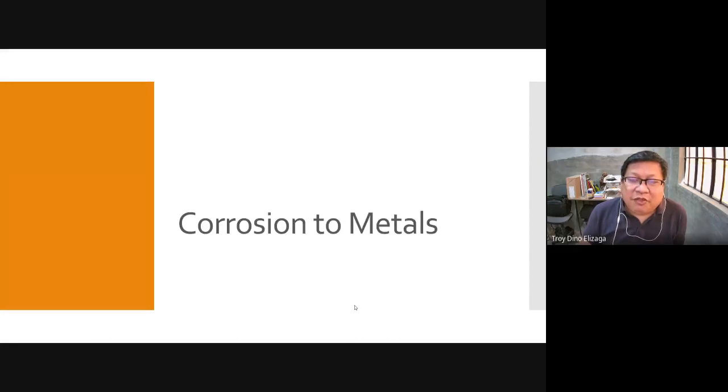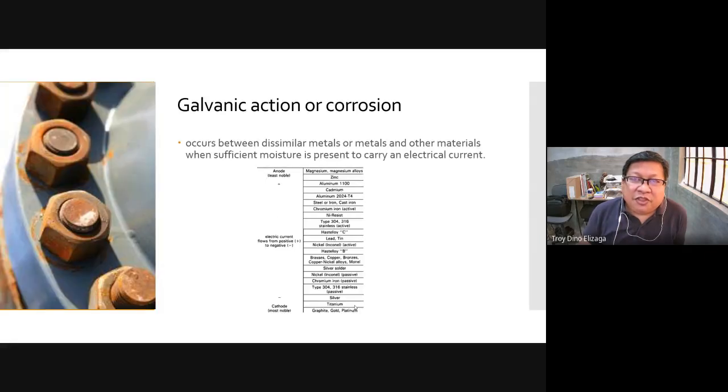Now, the problem with metals is that they can get corroded. So I have here three types of corrosion on metals. One is called galvanic action or corrosion, and this happens because of interaction with another metal. So the table you see here shows how much a metal reacts with another depending on the location of that metal in this table.